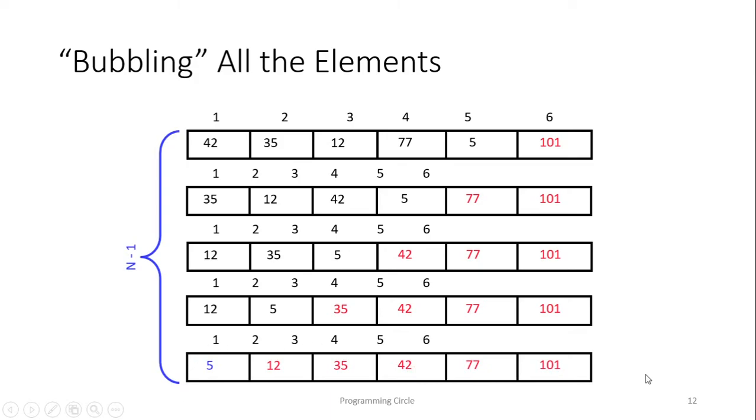This process is called the bubble sort algorithm. Basically we need to swap every time, and we will have two loops. One loop handles the swapping, and another loop handles the passes. So we have pass 1, pass 2, pass 3, pass 4, pass 5. If there are 6 elements, we have 6 minus 1, that is 5 passes. Every pass fixes the largest element at its proper position.